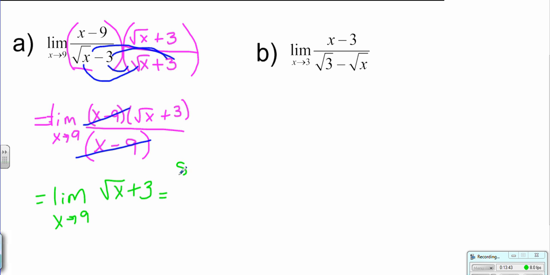Now let's try substitution and put 9 in its place for x, and I'd have square root of 9 plus 3. That makes 3 plus 3, which gives us 6. Letter B.